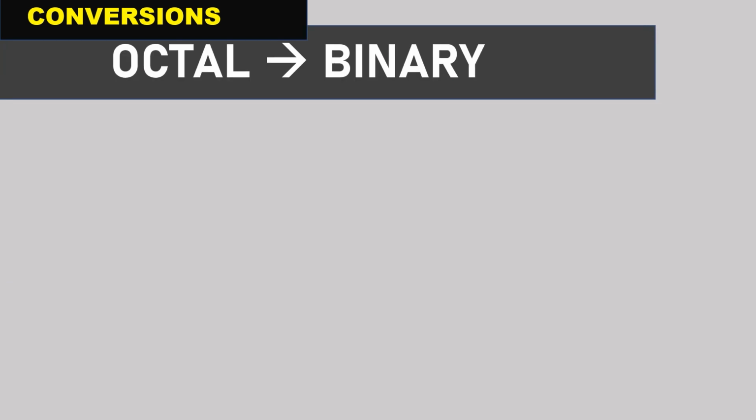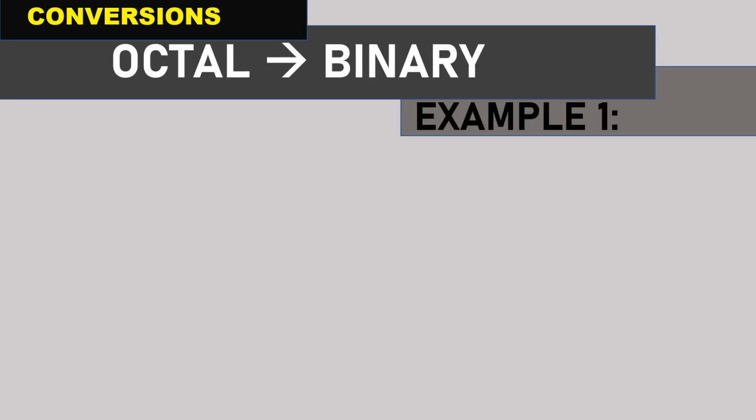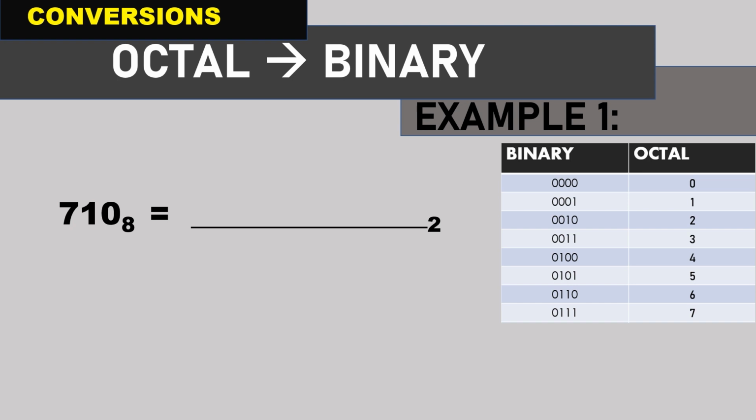Okay, so next we have octal to binary. For octal to binary, we have here example number 1. The given is 710 in octal, expressed with the base 8, equal to blank in binary. But first, take a look at the table.